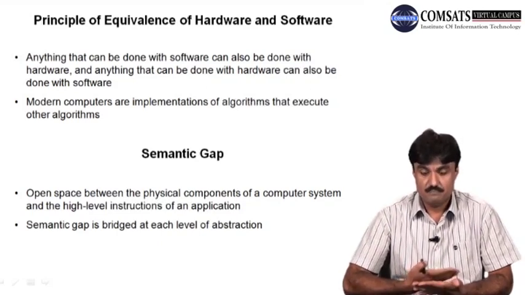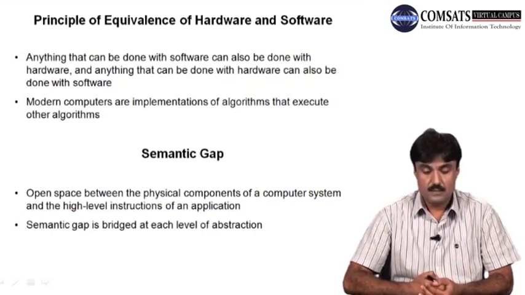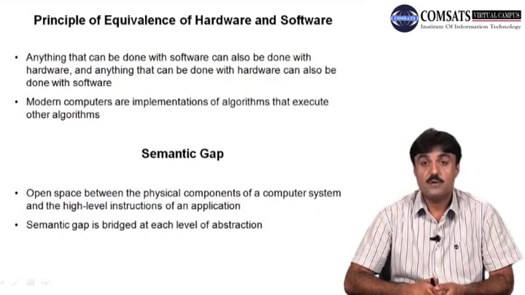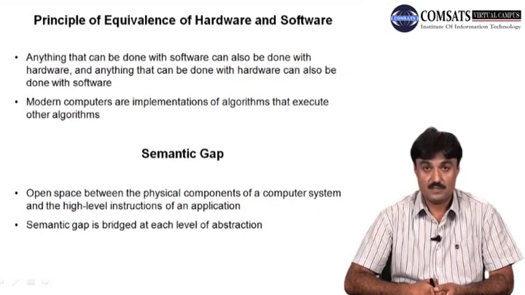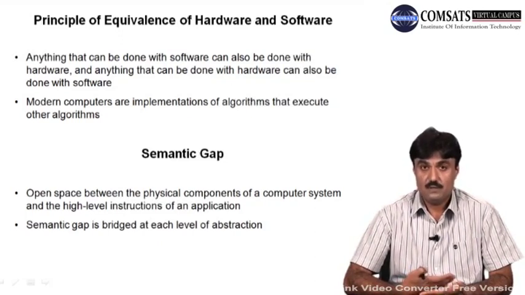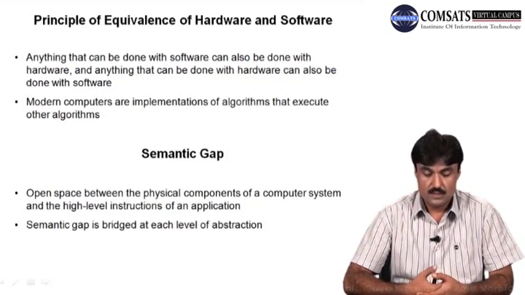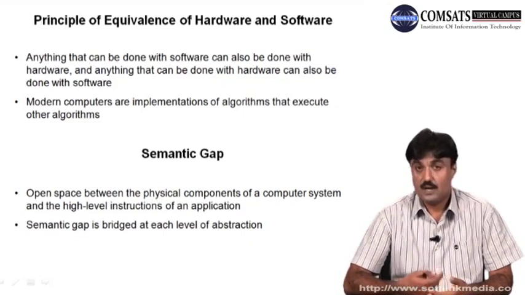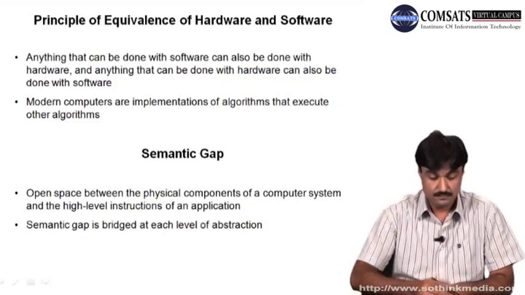Now there is a gap between hardware and software. This semantic gap is the open space between the physical components of a computer system and the high-level instructions of an application. We will see what the semantic gap is and how this gap is filled by different levels or components. This semantic gap is bridged at each level of abstraction. There are different levels of abstraction.